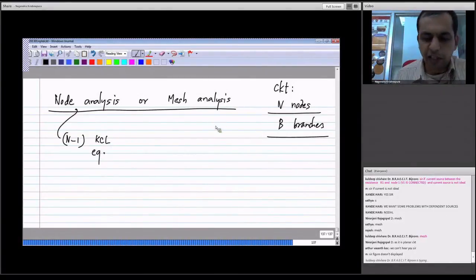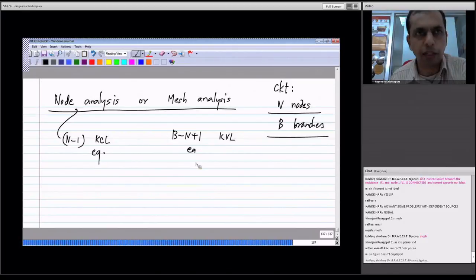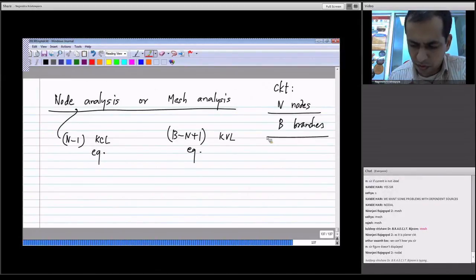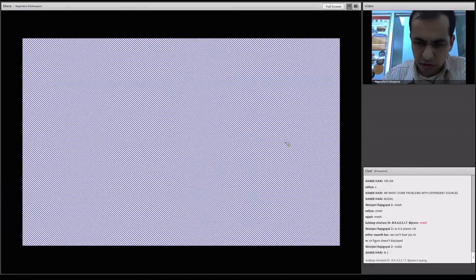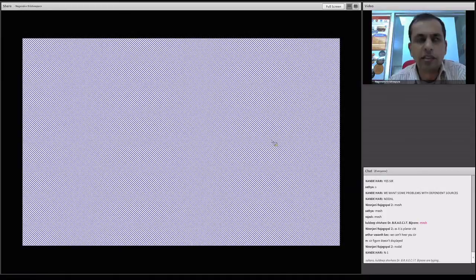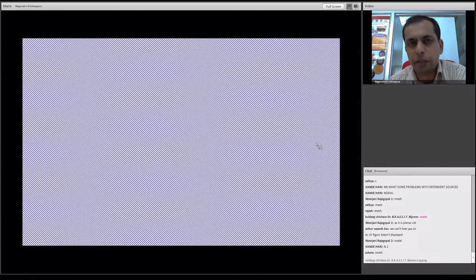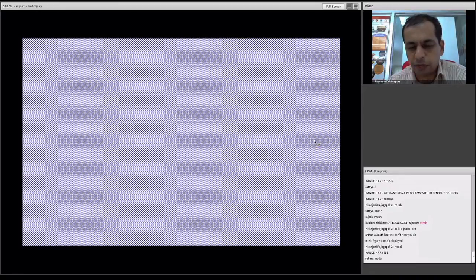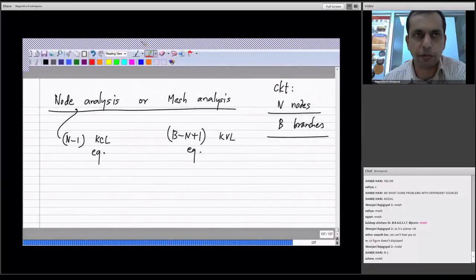Now, which of these is likely to be more? Is n minus 1 likely to be more or b minus n plus 1 likely to be more? Okay. So, which of these will have more equations? So node analysis has n minus 1 equations for a circuit with n nodes and b branches. Mesh analysis has b minus n plus 1 equations. So which is likely to be more? Obviously, if you have to solve, you will choose the one with the smaller number of equations.